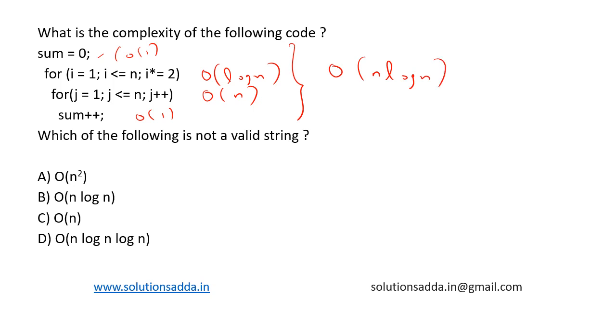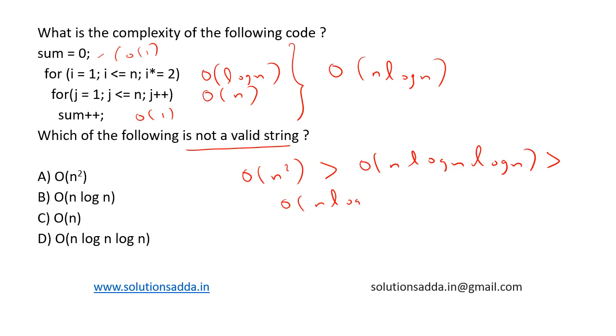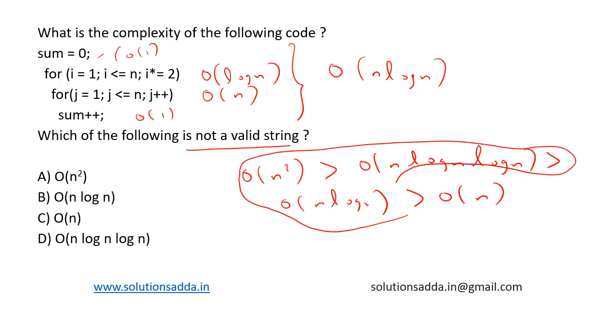But the question here is very vague, because they are finally asking which of the following is not a valid string. One way of inferring is that the worst case complexity cannot be beyond n log n. So order of n square, order of n log n log n, then order of n log n and order of n: this is how they can be arranged in decreasing order. Anyhow, these three will be correct, because it cannot be less than order of n log n. So order of n is not a valid string. That can be one way of answering, but such a question should be ignored, because the question is very vague.